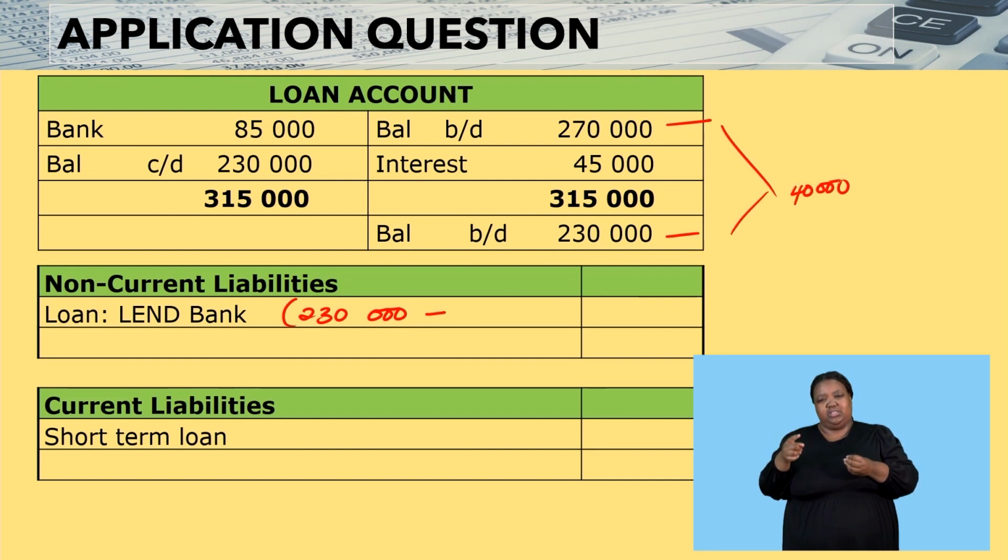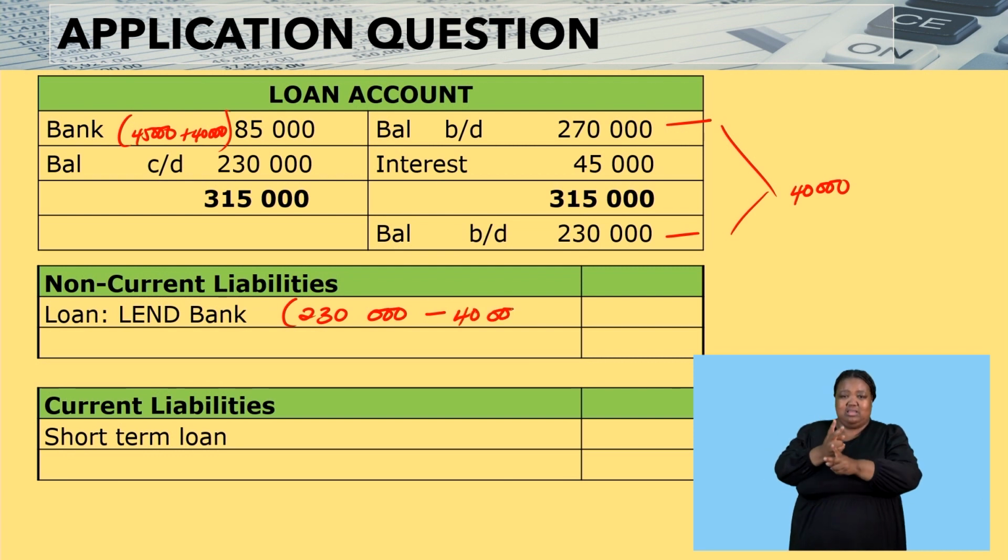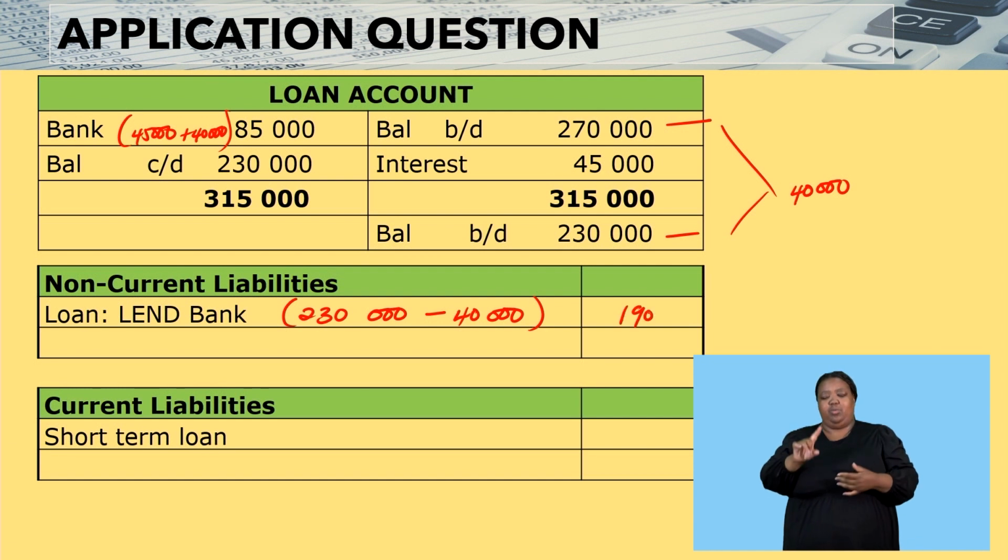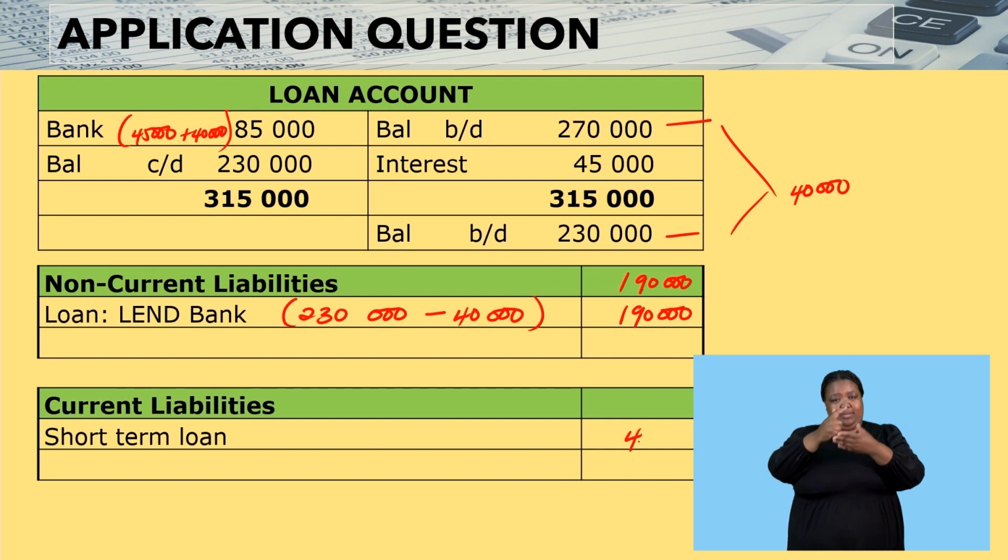You remember, we had another way of getting it. 45,000 here. Then we say 85 minus 45. You end up with 40,000. That is the second way of getting that 40. So it means we are going to pay 40,000 again next year. So I'll say minus 40 here. 230 minus 40. I end up with 190,000. That becomes my non-current liabilities, 190,000. And then that 40,000 becomes short-term loan down here, 40,000. That is the current portion of your loan.